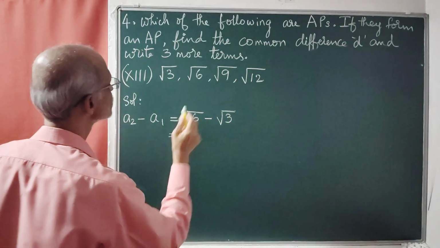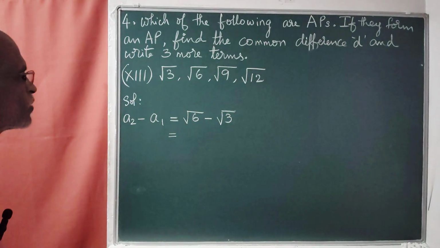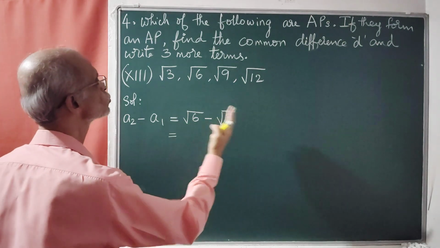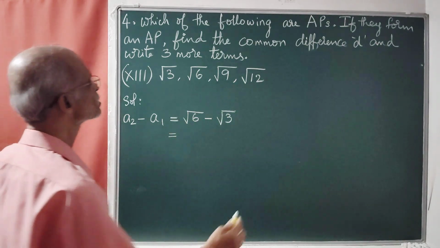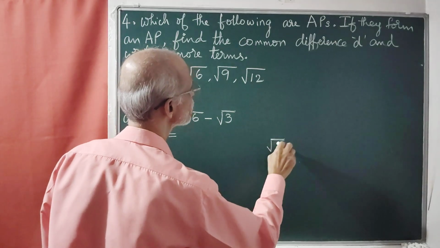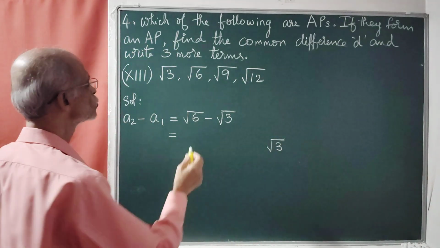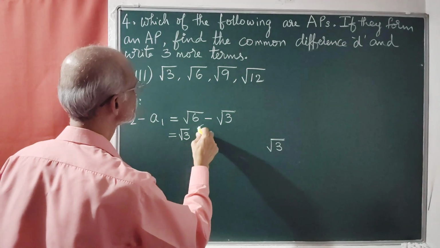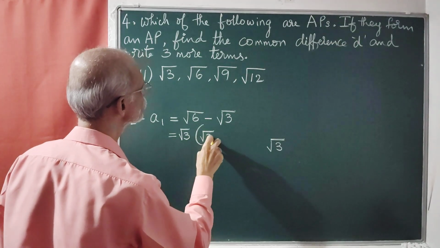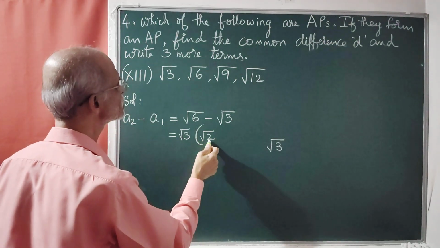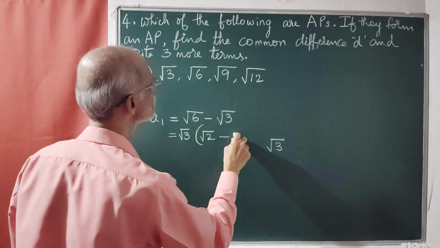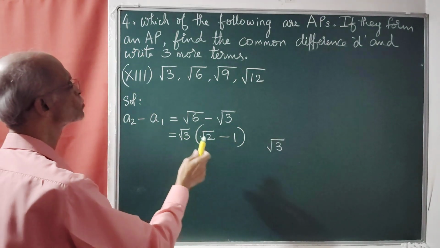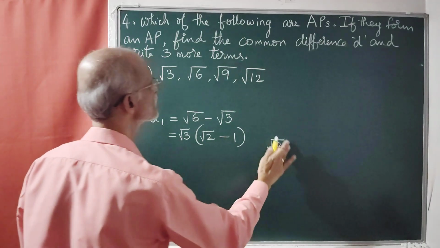How to find the difference now? What is the common factor between these two? The common factor is root 3. So I'll take root 3 outside. Root 3 into root 2 is root 6, minus 1. So I get root 3 into root 2 minus 1. That is the difference.